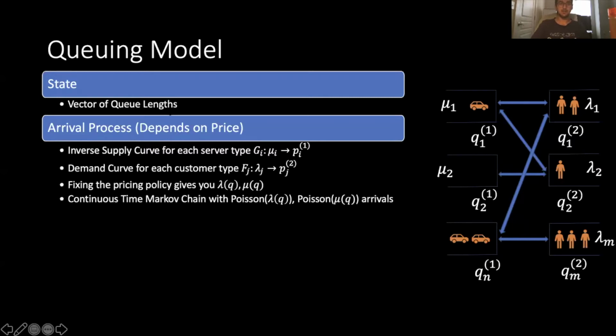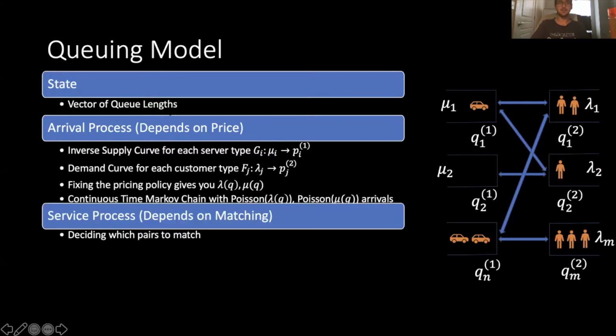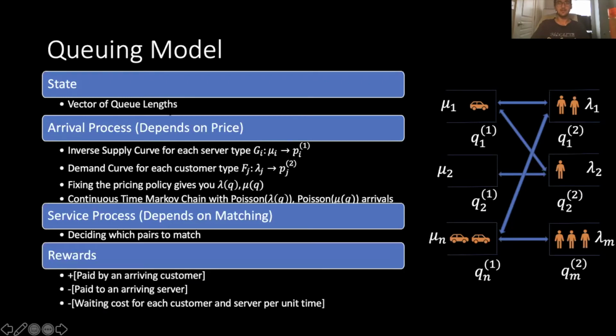Based on this price, the supply and the demand curve, the arrival rates of the customers and servers are determined, and the customers and servers arrive into the system as a Poisson process with these arrival rates. The service process depends on matching, and as soon as system operators decide to match a type of customer with a type of server, they depart from the system instantaneously. Finally, the system operator receives some rewards and penalties.